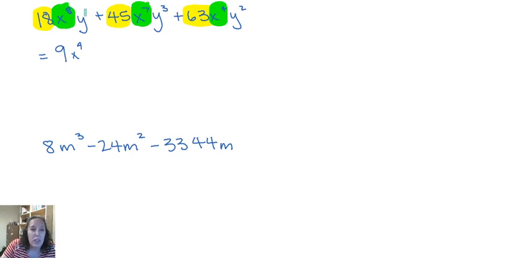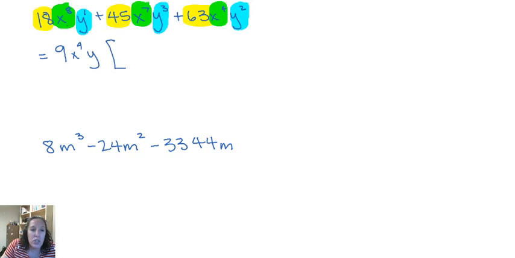Do the same thing for our y values. We've got a y, there's an understood 1 on that y. We've got a y cubed in the middle, and we've got a y squared on the end. And so the smallest power we see there is that 1 on that first term. So y to the first is going to be our GCF for our y's.